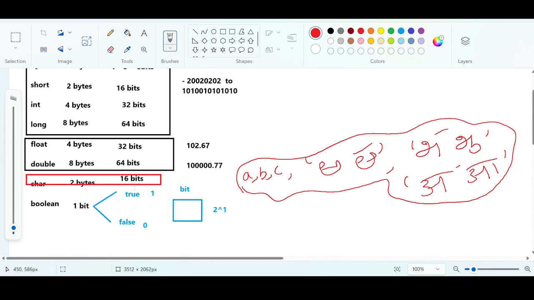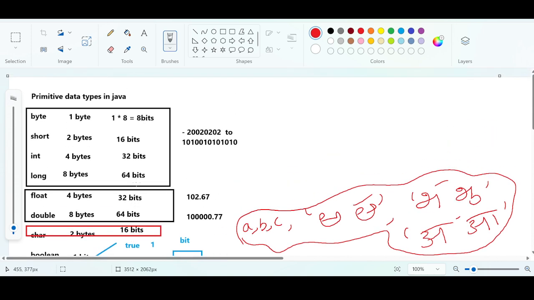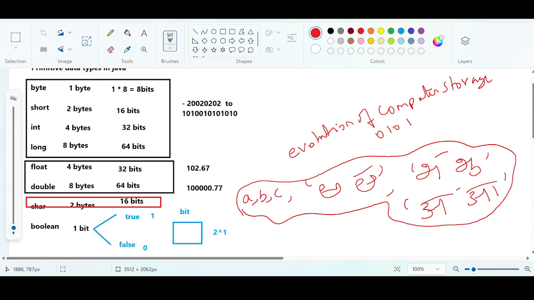So this is just an introduction about bits and bytes. Apart from that, we haven't seen anything today. We just discussed the evolution of bits and bytes, evolution of memory, evolution of computer storage, and why we are storing data in zeros and ones. That understanding I have just given you. Even if you don't remember all this, no issues.